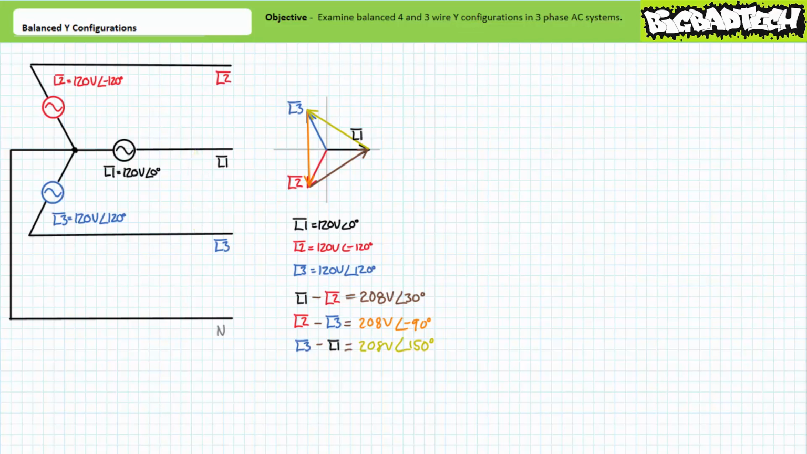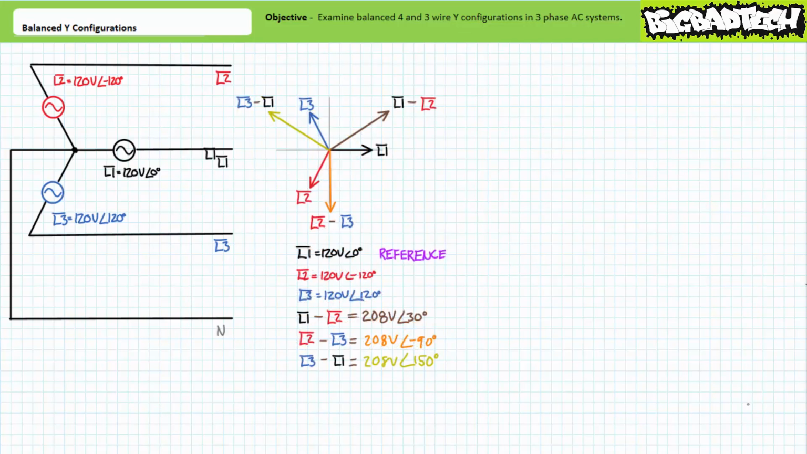If we didn't want to use phasors and wanted to use a shortcut, we could say each line-to-line differential is square root 3, or roughly 1.73 times larger, and offset by 30 degrees. Either method, phasor math or the shortcut, yields the same result. We can also center these resultant phasors on the origin of our original phasor diagram.